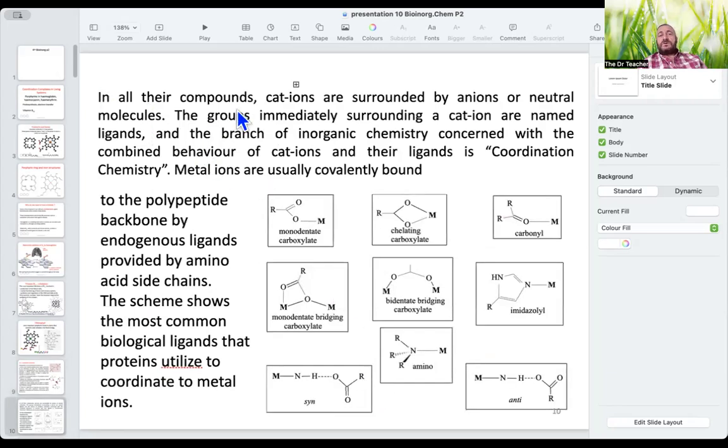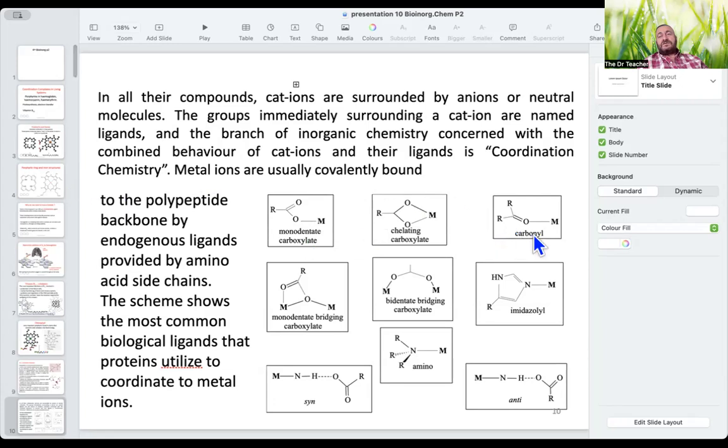In all these compounds, cations are surrounded by anions or neutral molecules. Groups immediately surrounding a cation are named ligands, as we know, and the branch of inorganic chemistry concerned with the combined behavior of cations and their ligands is coordination chemistry. Metal ions are usually covalently bound.